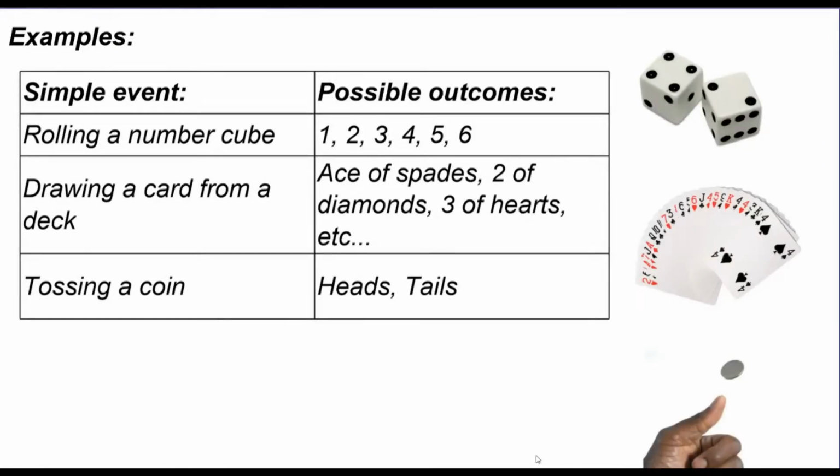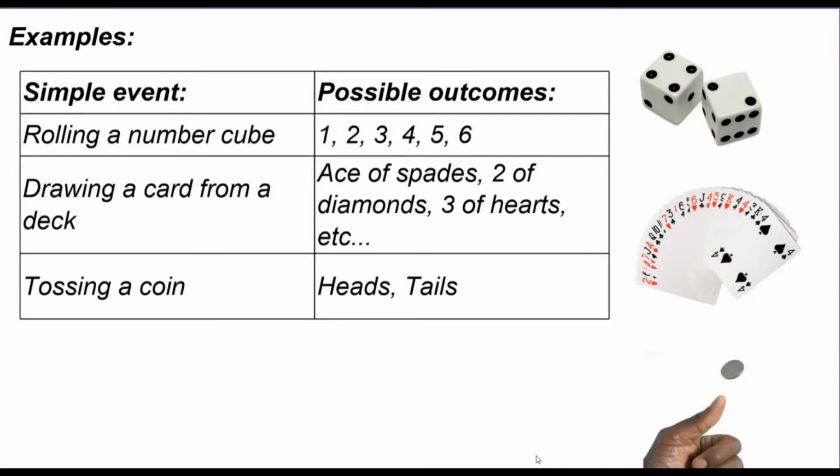So an example of a simple event would be rolling a number cube or rolling dice. And possible outcomes to that event would be a 1, a 2, 3, 4, 5, or a 6. So again, the event is rolling the number cube, and possible outcomes are 1, 2, 3, 4, 5, or 6. Another example of a simple event is drawing a card from a deck of cards. And possible outcomes would be, for example, the ace of spades, or 2 of diamonds, 3 of hearts, etc. There are 52 cards in a standard deck, so there are 52 possible outcomes. And also another simple event would be tossing a coin, and possible outcomes there would be heads or tails.